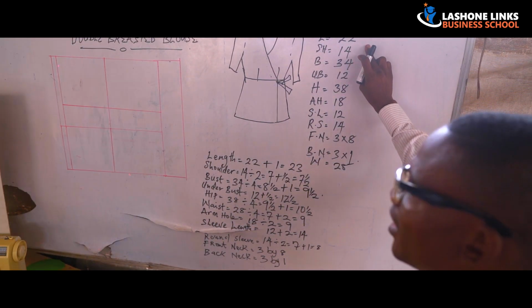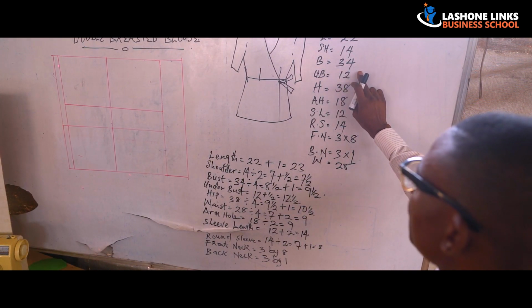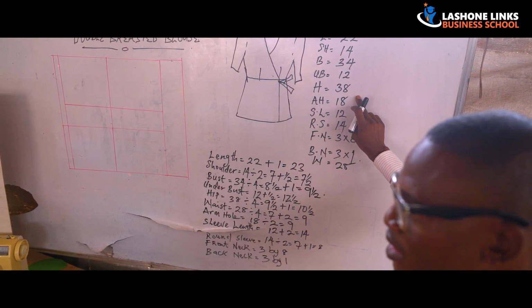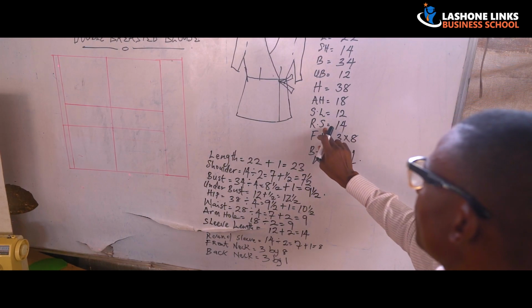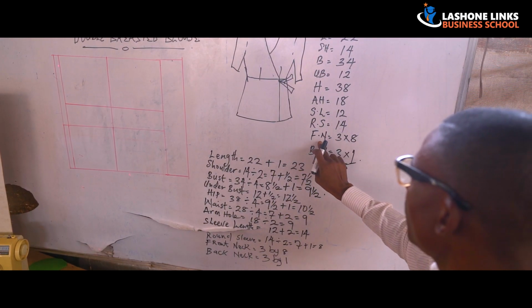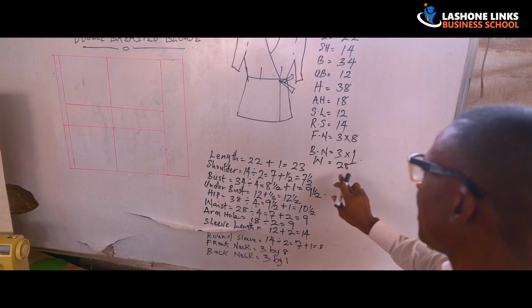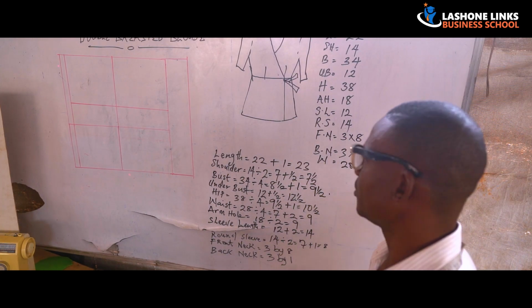We have the length is 22, shoulder 14, bust 34, under bust 12, hip 38, armhole 18, sleeve length 12, round sleeve 14, front neck 3/8, back neck 3/1, and we have the waist, which is 28.